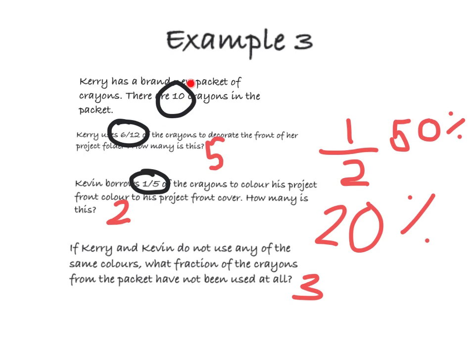Why? Because we did 10 divided by 5, which gave us the answer of 2. So that meant 2 out of 10 crayons was used. So 20 hundredths would have been used as well, which made our percentage 20%. Then we moved on to the last question. They did not use any of the same colours, so what fraction haven't been used at all? And we said that 3/10 of the crayons haven't been used at all, because 5 plus 2 equals 7, and 10 take away 7 is 3, so 3 out of 10 had not been used at all.